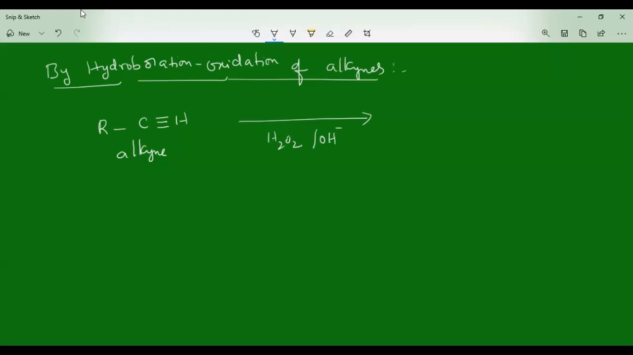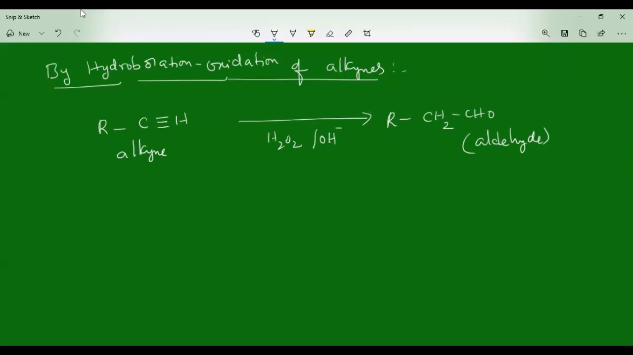It will give the aldehydes, this is R-CH2-CHO. This we will call as aldehyde. Whereas in this method, we are going to talk about terminal alkynes.